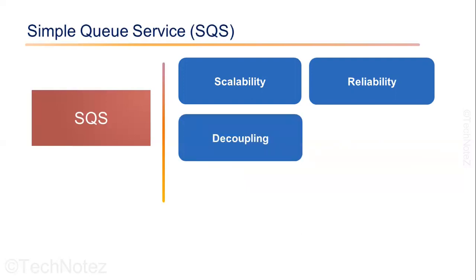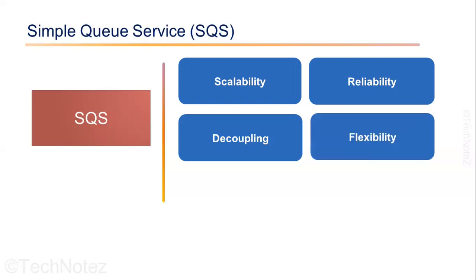Amazon SQS enables the decoupling of the components in your distributed application. This allows you to build applications that are more resilient and fault tolerant. Flexibility. Amazon SQS supports multiple message formats, including JSON, XML, and binary data. This allows you to use the messaging service with a wide variety of applications and programming languages.